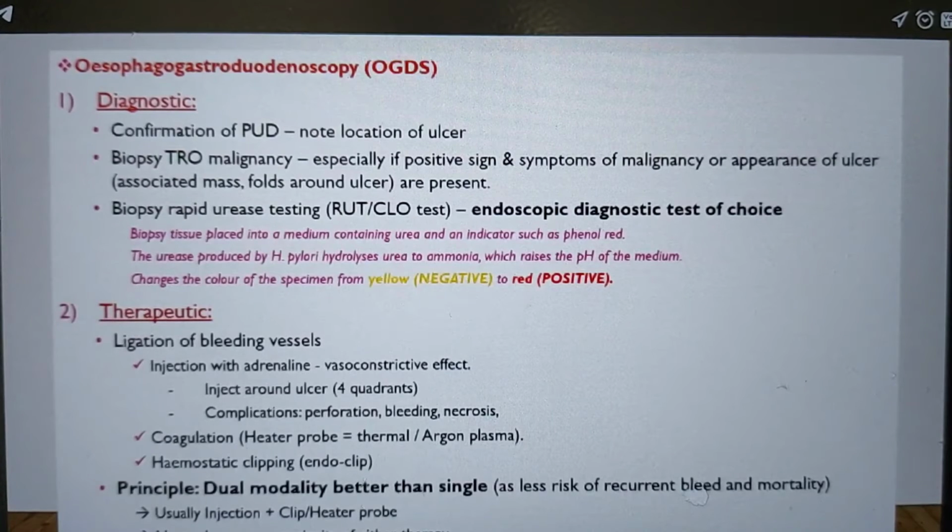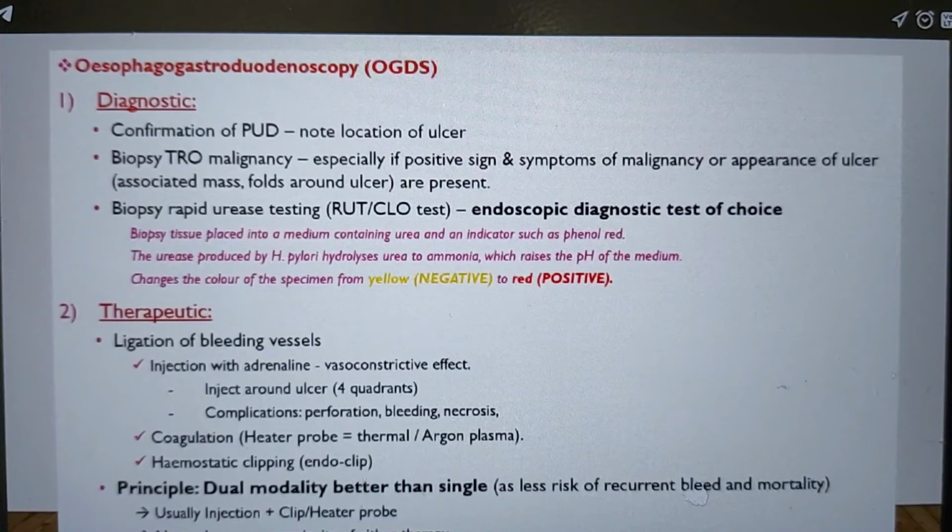So you can take biopsies around the ulcer correctly. And then using the scope, we also can take biopsy for urease testing, RUT or CLO test. The biopsy tissue test includes urea and an indicator such as phenol red, and the urease produced by H. pylori hydrolyzes urea to ammonia, which raises the pH of the medium. And if there's any change of the color of the specimen from yellow to red, it means that the patient has infection.